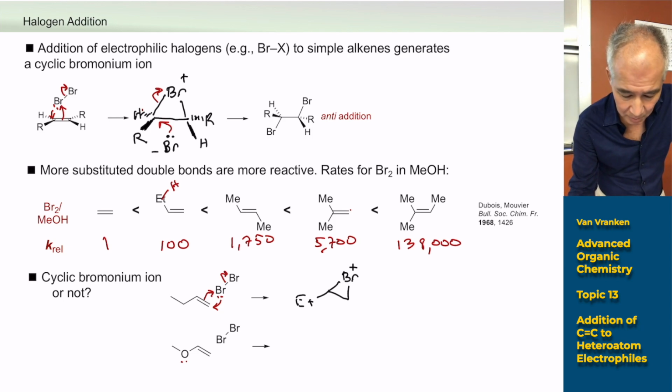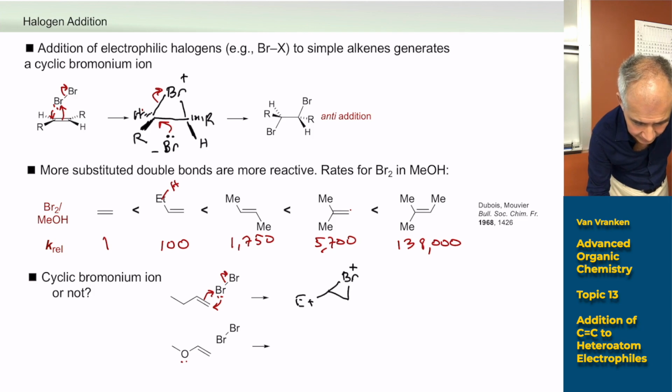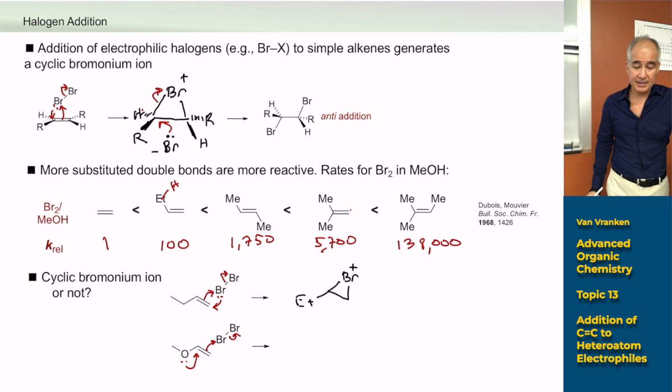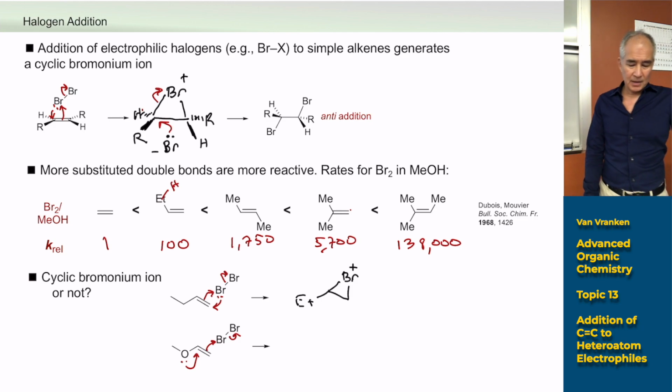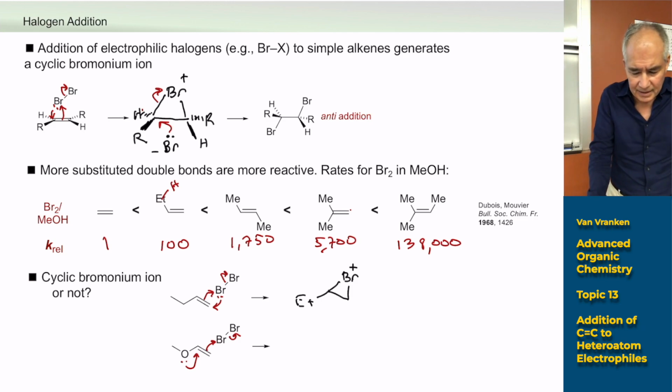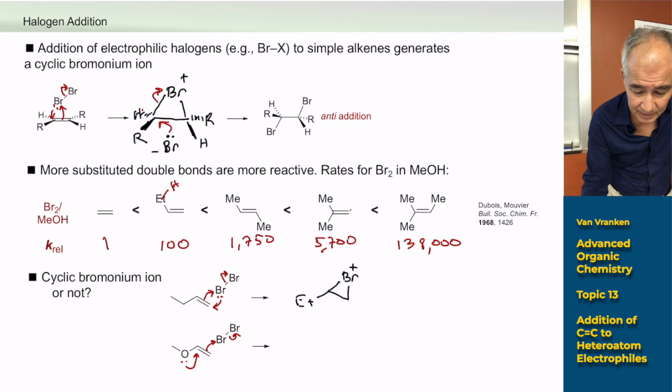And so when you draw out the arrow pushing for an enol ether or an enol, this is the way to do it. You just break the bond, and that's it. You don't make a cyclic three-membered ring onium ion. If you drew that out, I wouldn't say you're wrong. I mean, there is a simultaneous interaction.